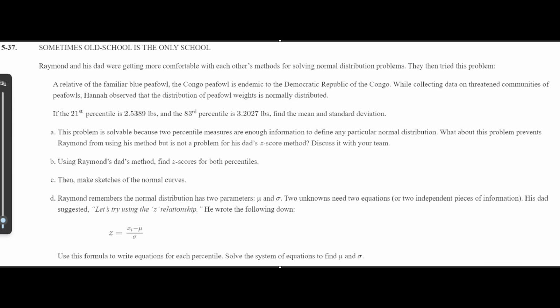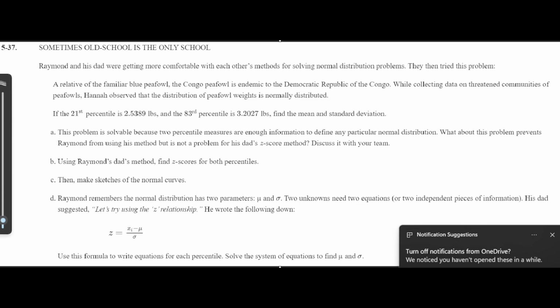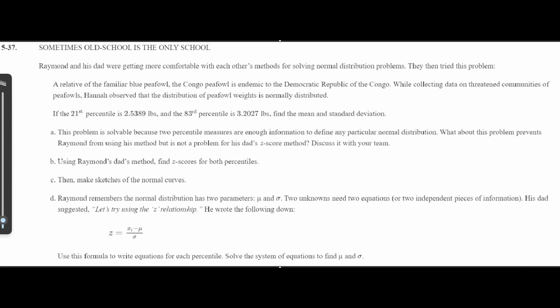Okay, there's going to be a lot going on here in terms of mathematically. Now, in general, this problem is not terribly difficult, but what we do need to do is find what is the general z-score of a 21st percentile and what is the z-score of the 83rd percentile. Okay, again, we don't know the mean and the standard deviation. Okay, so that's key.